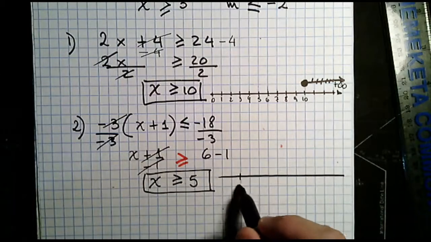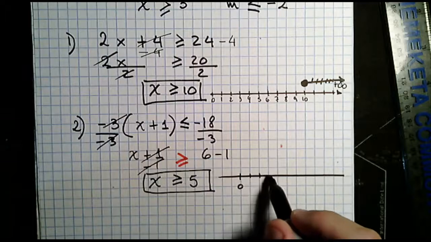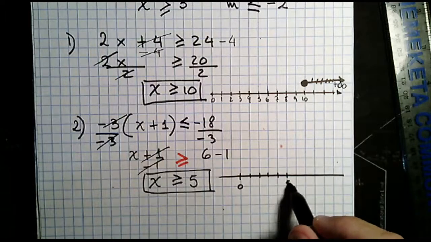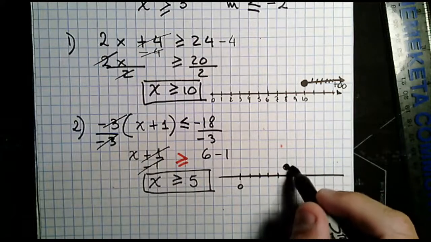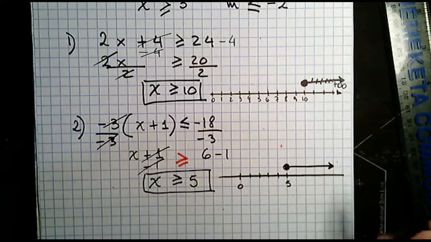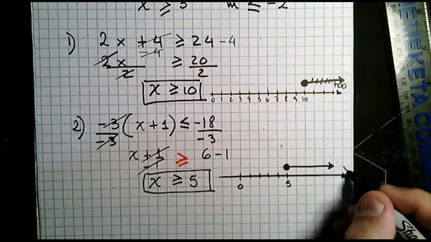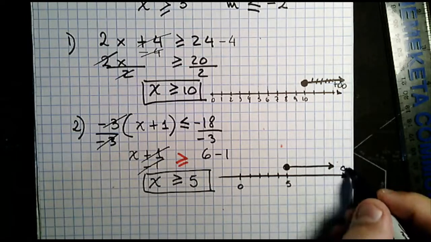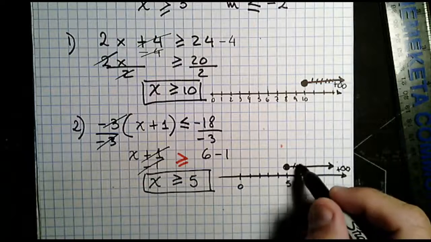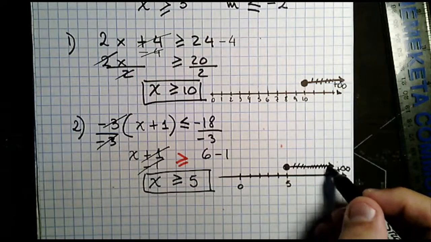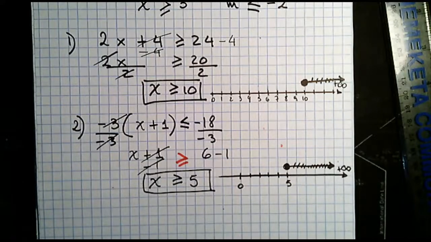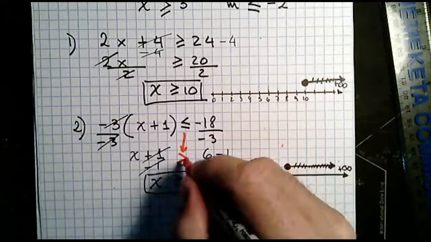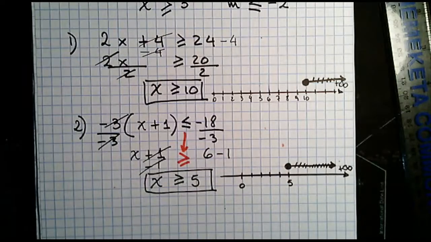Doing my numerical line, I will have 0 here, 1, 2, 3, 4, 5. I will have 5 over there. I will take 5 and run to the right, and this is going to be your positive infinity over there. So all the values greater or equal than 5. But remember, every time you multiply or divide by a negative number, this is going to flip in another direction.